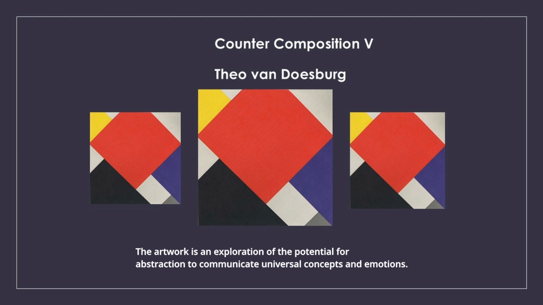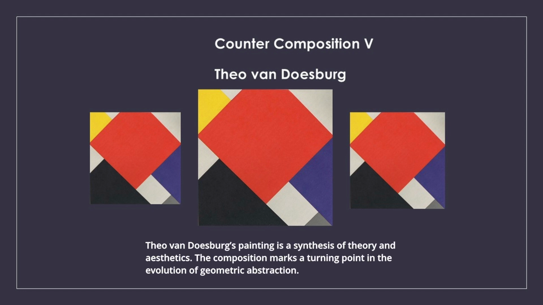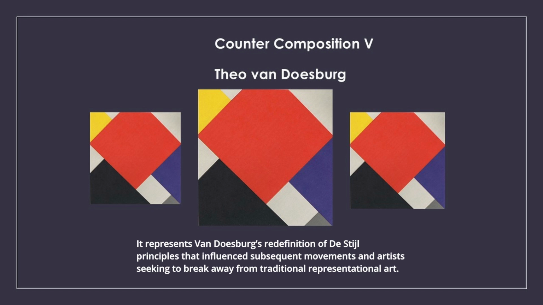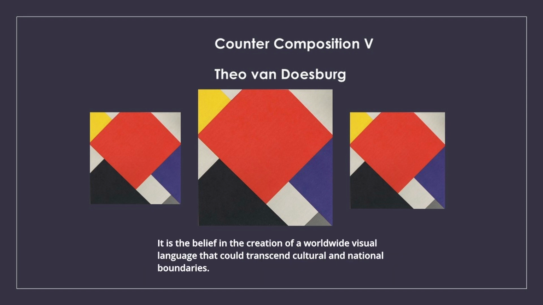The artwork is an exploration of the potential for abstraction to communicate universal concepts and emotions. Theo van Doesburg's painting is a synthesis of theory and aesthetics. The composition marks a turning point in the evolution of geometric abstraction. It represents van Doesburg's redefinition of the style principles that influenced subsequent movements and artists seeking to break away from traditional representational art. It is the belief in the creation of a worldwide visual language that could transcend cultural and national boundaries.